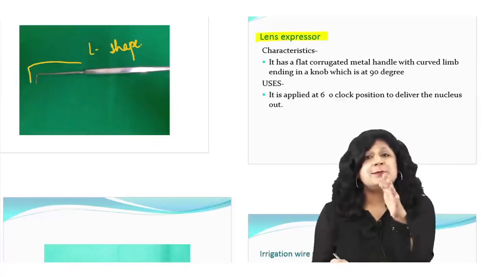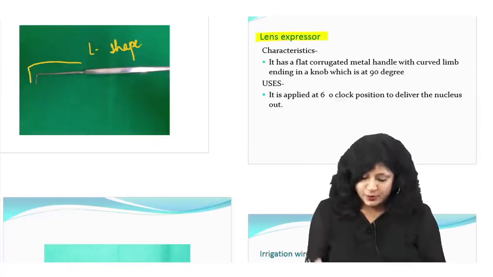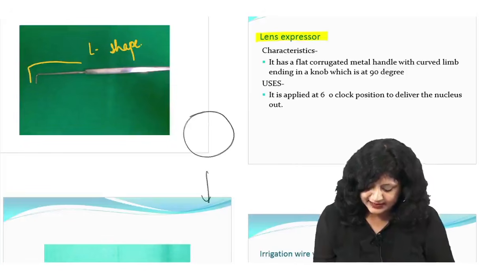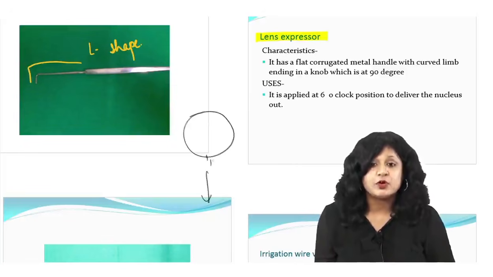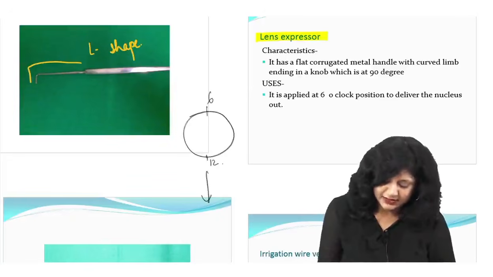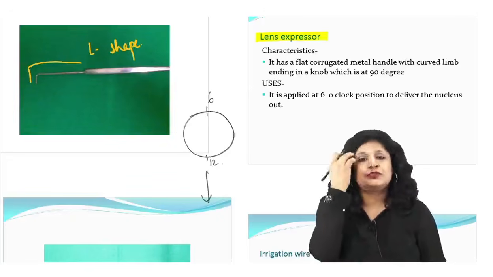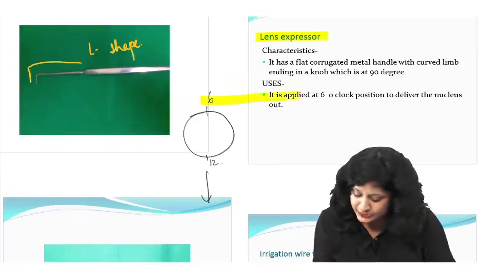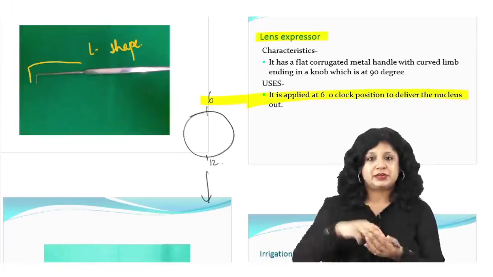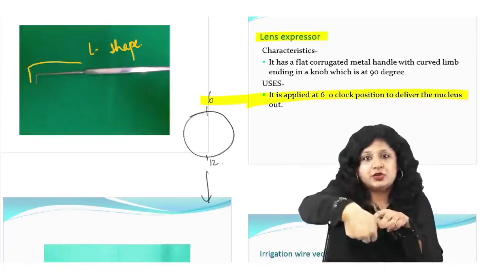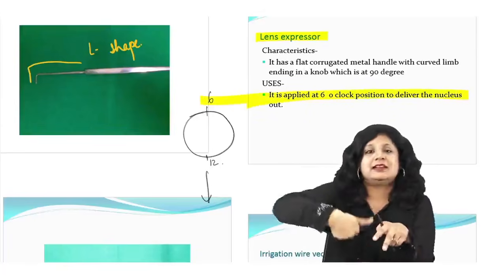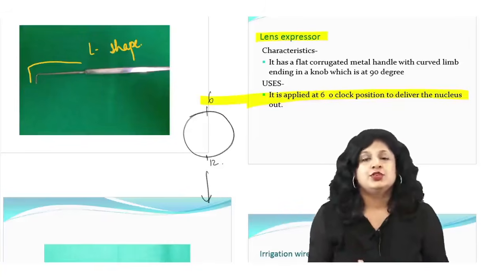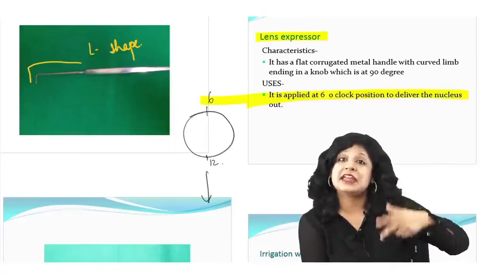Now what is the position where it is applied? Suppose this is the eye and you are standing here. So this will become the 12 o'clock position and this will become the 6 o'clock position of the patient. So it is put at this 6 o'clock position to deliver the nucleus like this. You are hooking the nucleus and putting the pressure over that 6 o'clock so that it can hook it out. So delivery of the nucleus is again important.